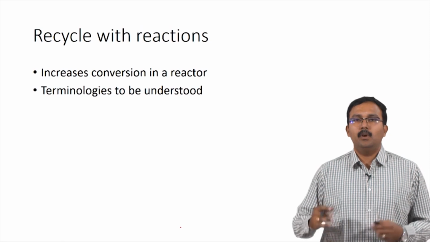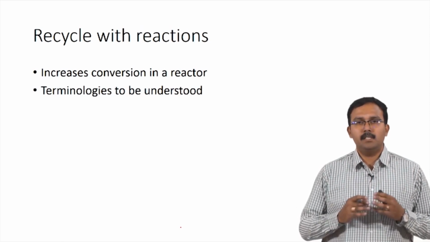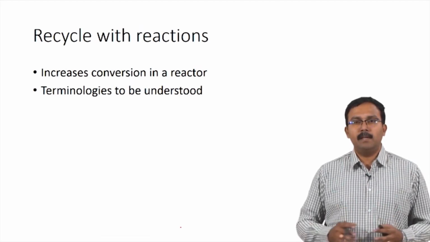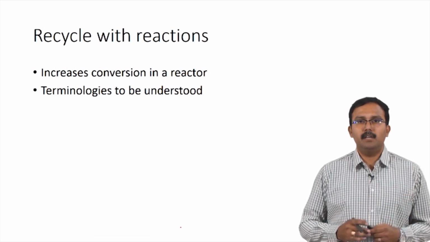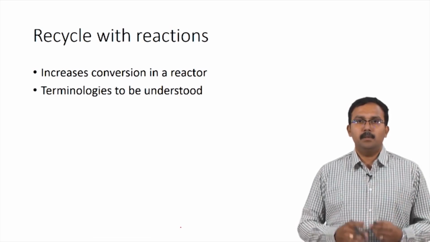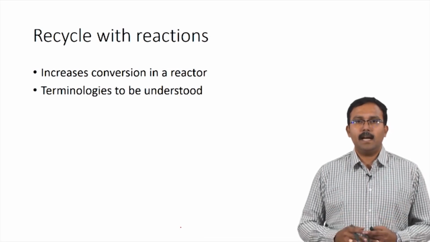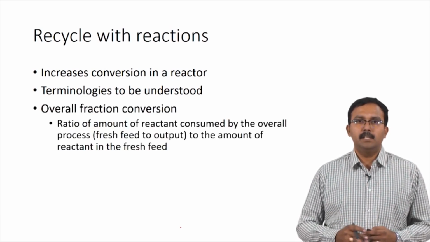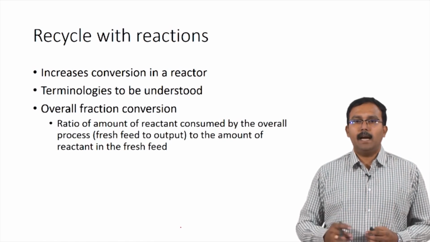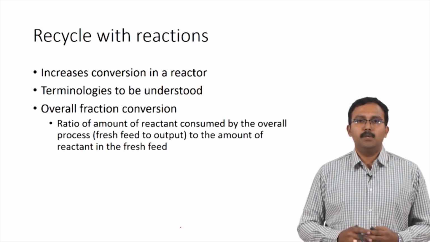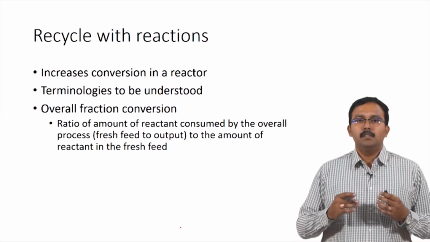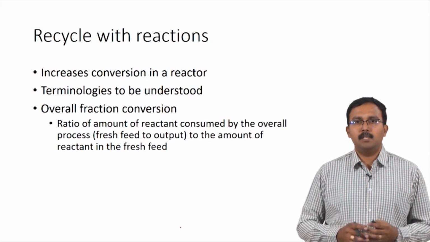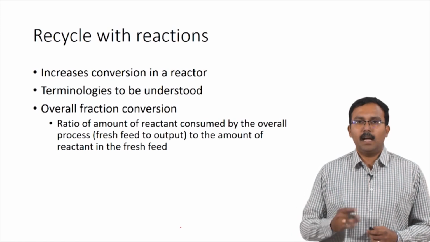We need to know how the terminologies are defined for such recycle systems with reactions so that we can apply them. The principle for material balances itself would be similar to what we have done for recycle without reactions. However, when we talk about recycle with reactions, there are certain terminologies which we should be familiar with. Overall fraction conversion is the ratio of the amount of reactant consumed by the overall process, which would be the fresh feed to the output, to the amount of reactant in the fresh feed. So, here you are considering the overall process as a single system and calculating the conversion.